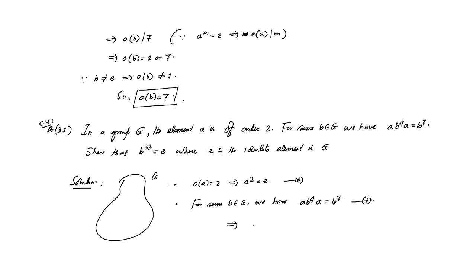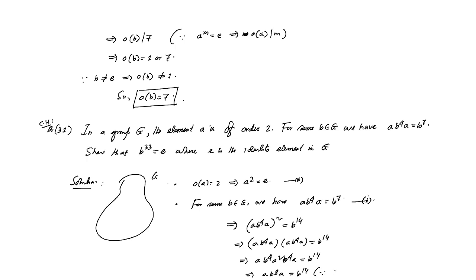So we just square both sides. A B to the power 4 A whole square will be B to the power 14, and we can write A B to the power 4 A, A B to the power 4 A equals B to the power 14. By associative law, we can write A B to the power 4 square, B to the power 4 A, equals B to the power 14. Now A square equals E, so A B to the power 8 A equals B to the power 14, since A square equals identity. So by star.